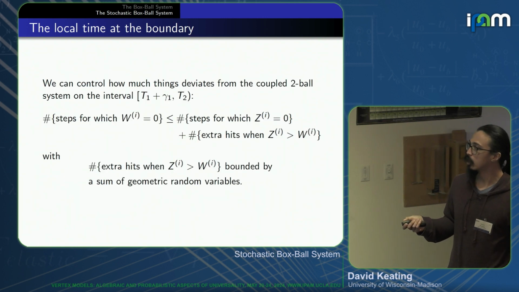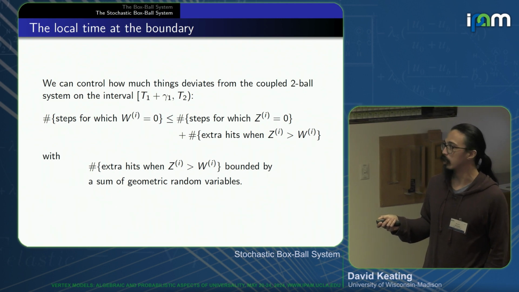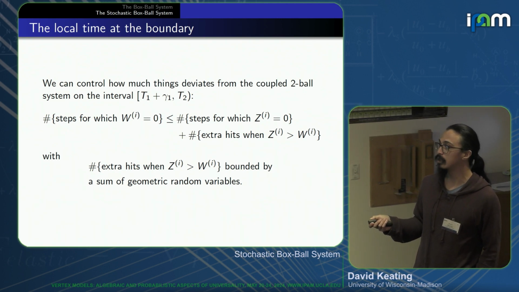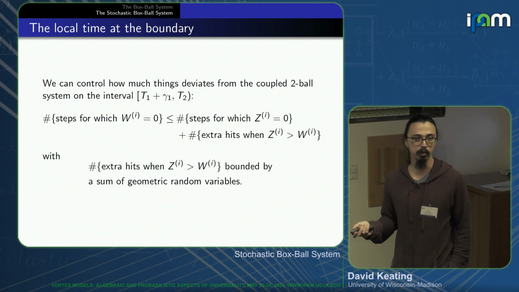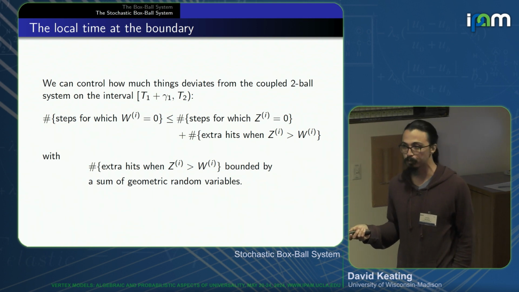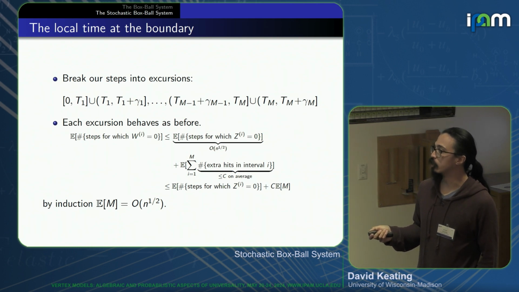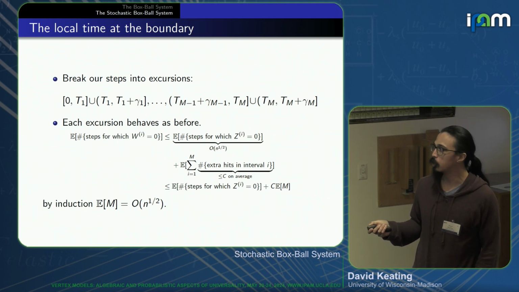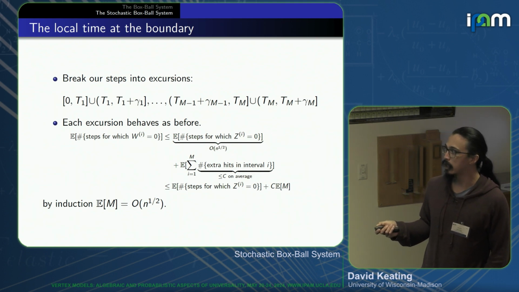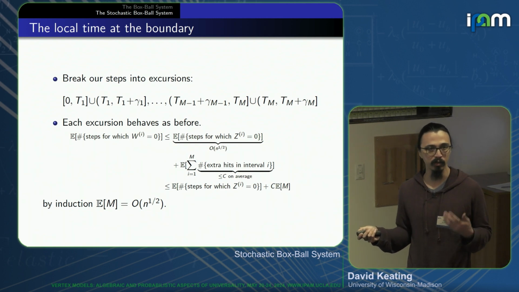Okay, so that's the point. We can bound the number of steps for which Wi is 0 by the number of steps which Zi is 0, plus these extra hits when we don't have good domination. But these extra hits are bounded by a sum of geometric random variables, so it's small. And now we can look at this expectation, and we'll have that the expected number of times Wi hits 0 is going to be the expected number of times Zi hits 0. Well, that's just a lazy symmetric random walk. We have good control over that.